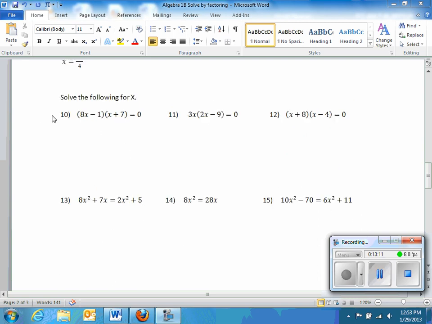Problem 10, 11, 12, these equations are already factored. So you could just set these factors equal to 0 and solve. All right, set each factor equal to 0. Now solve each equation. Over here, we'll have to move 1 over to become positive 1, divide by 8. Here, we'll move 7 over, so x equals negative 7.